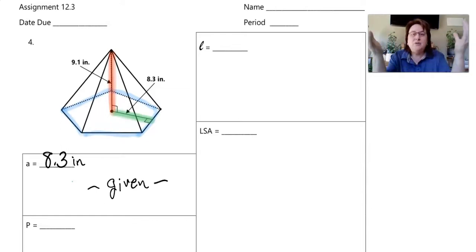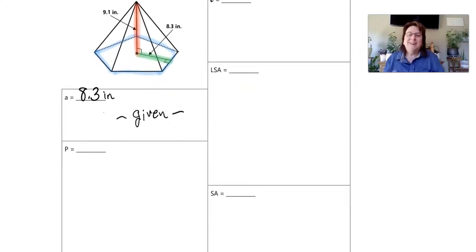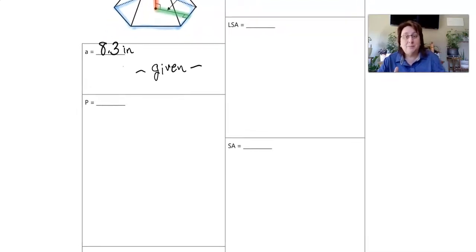Okay, well, guys, if you notice on this page, it's asking us for a whole bunch of things. So let's go down the column. The next thing it's asking us for is big P. Now, guys, remember, that is the perimeter of the base. Okay, so our base is a pentagon.